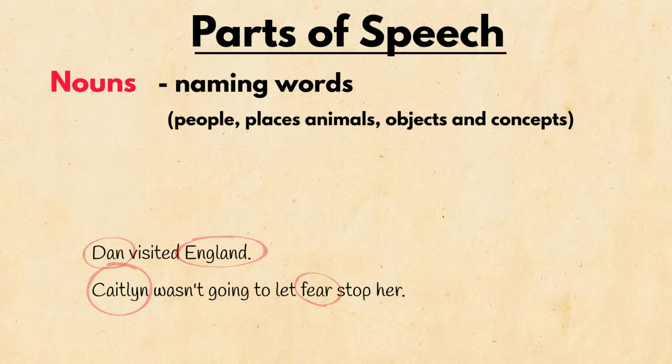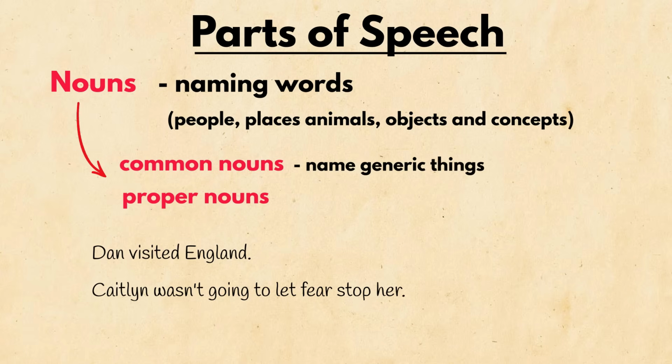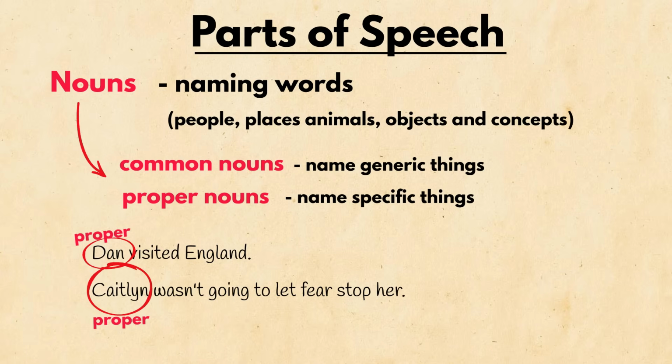There are 2 types of nouns, common nouns and proper nouns. Common nouns name generic things. Proper nouns, on the other hand, name specific things. Proper nouns need capital letters. In our 2 sentences, we have 1 common noun and 3 proper nouns. England refers to a specific country, and Dan and Caitlin refer to specific people.